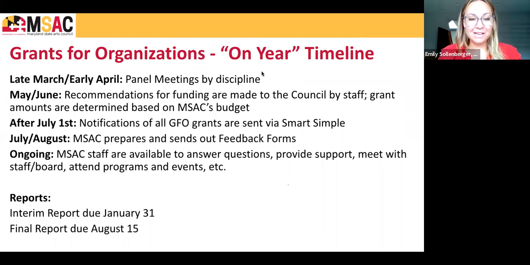I'll also note that we have reports that are connected to folks that are awarded programming or awarded funding through the GFO program. Interim reports are due January 31st. So this is a mid-year check-in point. And then final reports are due on August 15th every year. Again, those dates don't change. They stay the same year after year, no matter the day of the week.